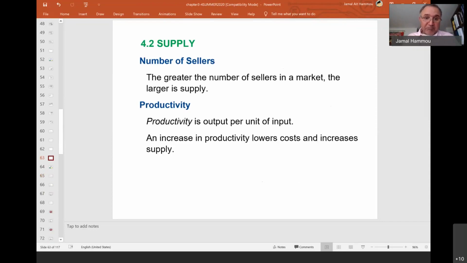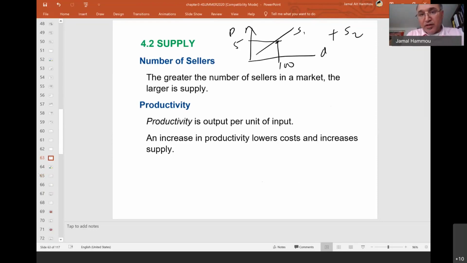Number of sellers, that's an easy one to understand. So I have one company that produces a good, one company. This is the price, this is the quantity. The price is $5. I am producing 100 units. Then another company came, say, oh, you are making a lot of profit. We have another company that produces S2. So increased number of sellers will shift the supply curve to the right. Okay. Decrease of number of suppliers will shift the supply curve to the left.